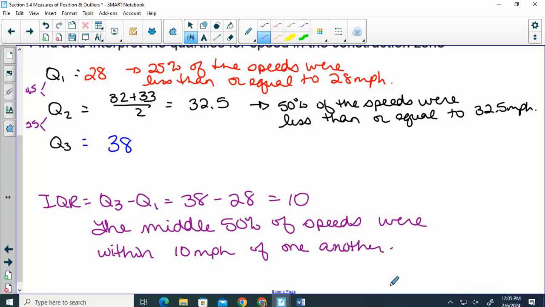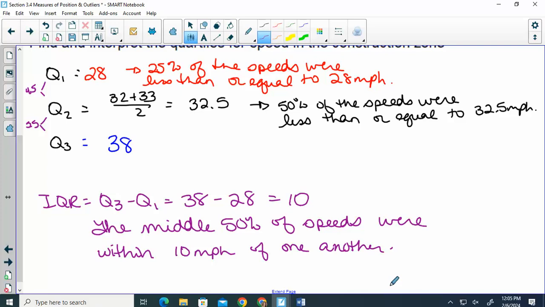This is just another way of measuring spread. The higher the value, the more spread out they were. If it were 75 miles per hour, that would be a huge gap, and that would tell me this data is really spread out. I must have had some pretty low values and some pretty high values. So the smaller the IQR, the more symmetric our data is.